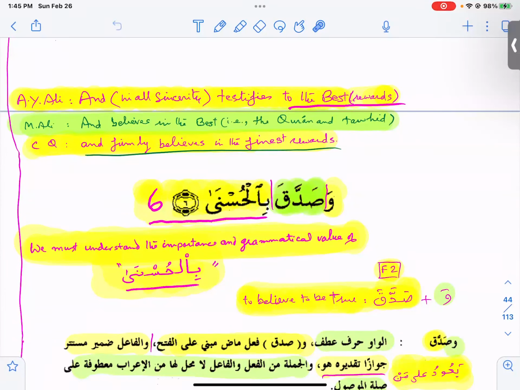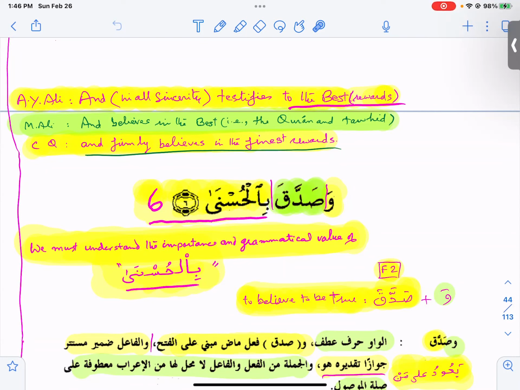We must understand the importance and grammatical value of bil husna. Wa saddaqa bil husna. This bi is harf jarr. We must understand that. Abdullah Yusuf Ali says, in all sincerity, testifies to the best, morally, and believes in the best. You see, saddaqa bil husna. So saddaqa means to believe in the best.